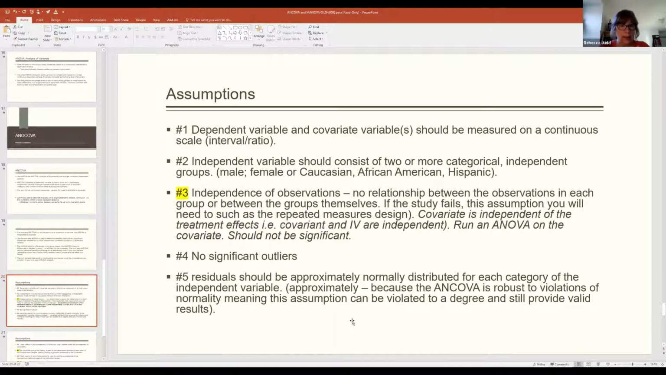The assumptions for the ANCOVA are similar, but we have a few new ones, okay? The dependent variable and the covariate variables should be measured on a continuous scale. So the dependent variable and the covariate, if there's more than one covariate, are interval ratio, okay? Your group or your factor, again, is categorical. It's the independent variable, and it's categorical. So is salary dependent upon gender in this particular organization?